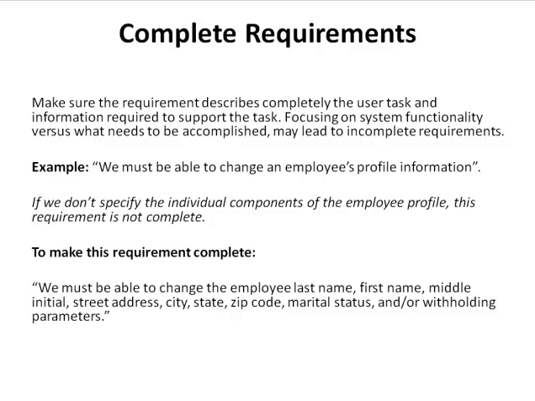To make this requirement complete, you could say, we must be able to change the employee last name, first name, middle initial, street address, city, state, zip code, marital status, and/or withholding parameters. So that tells you the things that you need to be able to change, right? It's much more specific.